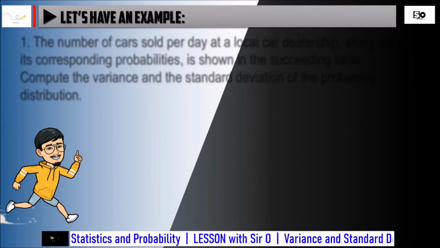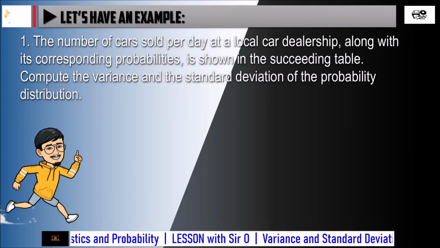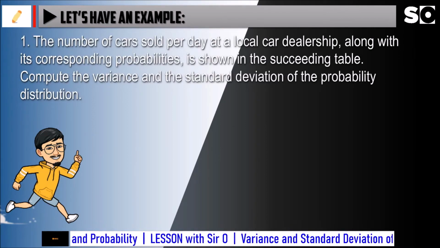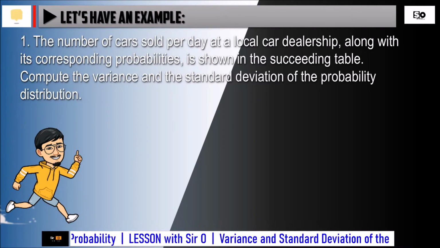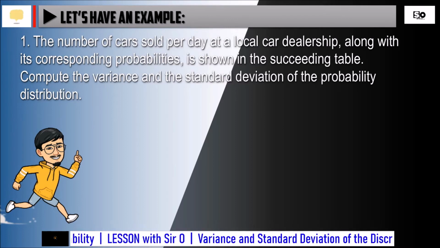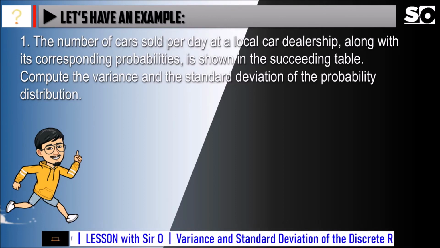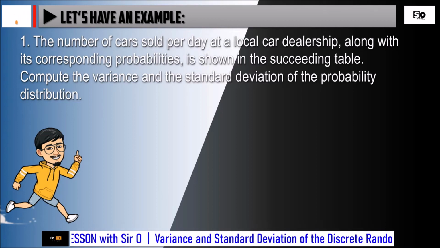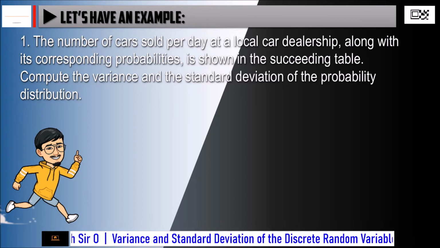Let's have an example. Number 1. The number of cars sold per day at a local car dealership along with its corresponding probabilities is shown in the succeeding table. Compute the variance and the standard deviation of the probability distribution.